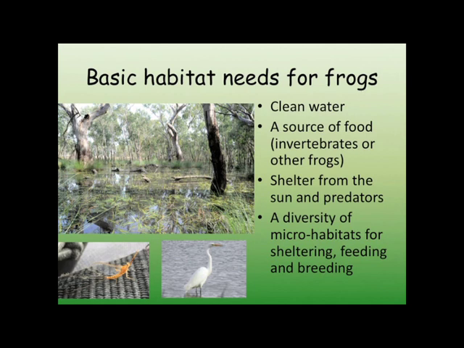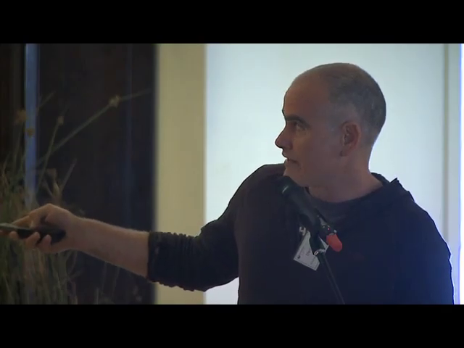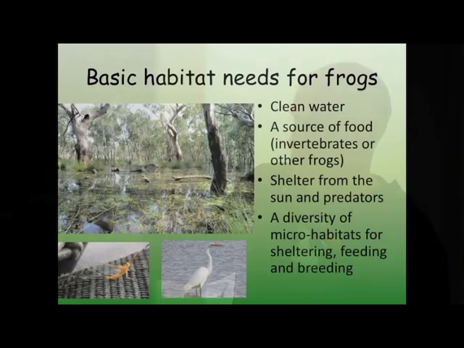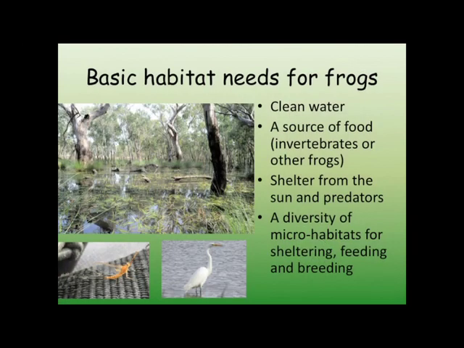So a good frog habitat will have clean water, but it'll have all these other sort of micro-habitat components for sheltering and feeding and breeding. So it'll have things like tussocky sedges and rushes around the edge of the wetland, logs or rocks and other things for adult frogs to hide under when they're not out breeding and mating or finding food. So they need lots of diverse little micro-habitats.